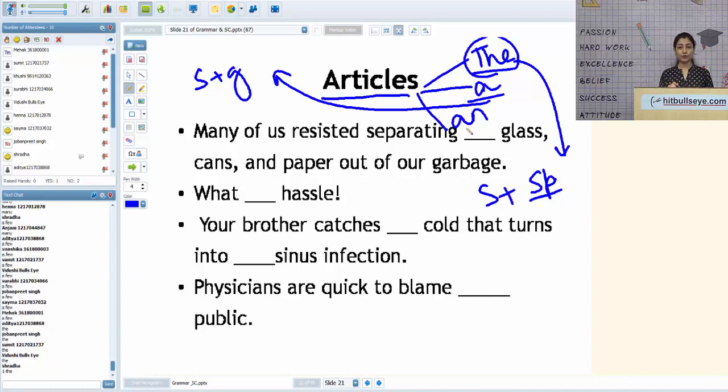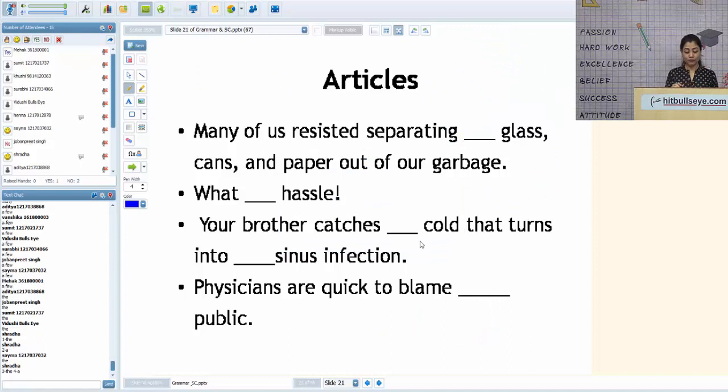An is also used for a singular object, but an is used whenever we have the sound of a vowel. Remember, my dear friends, it is the sound of the vowel and not just the vowel in itself. For instance, even though the word honest starts with an H, the pronunciation is with the sound of O. That's why you say an honest man. Let us look at some of these examples.